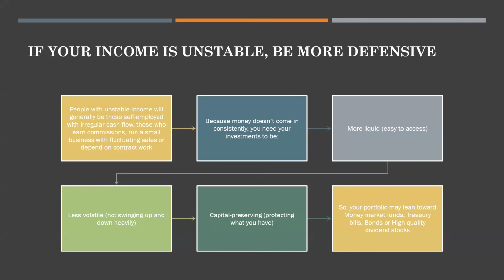Your income is unstable. Because money doesn't come in consistently, you need your investment to be more liquid. That's the first thing, that is easy to access. You need your investments to be less volatile, not swinging up and down. And you need your capital to be preserved. That is, you have to protect what you have. So your portfolio may lean towards money market mutual funds, treasury bills, bonds, or high quality dividend stocks. So those are for people that have unstable income.